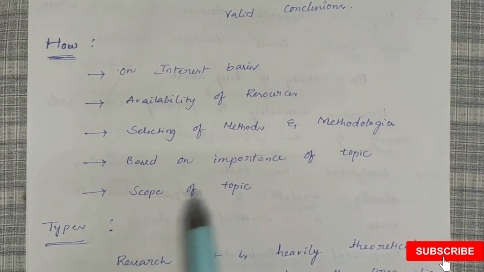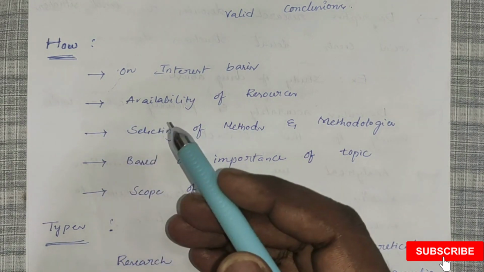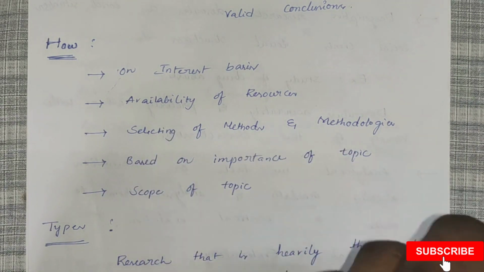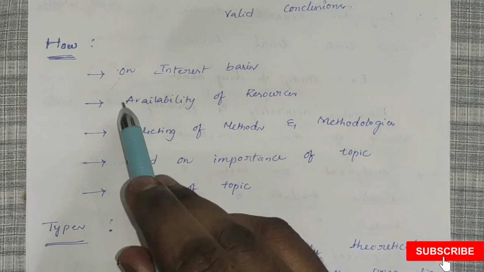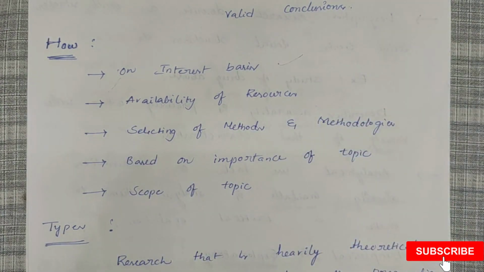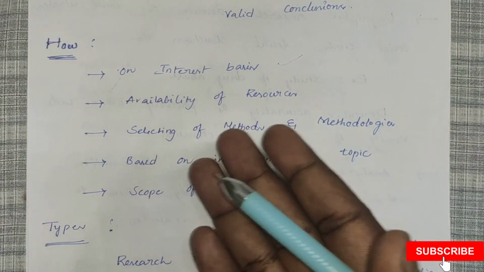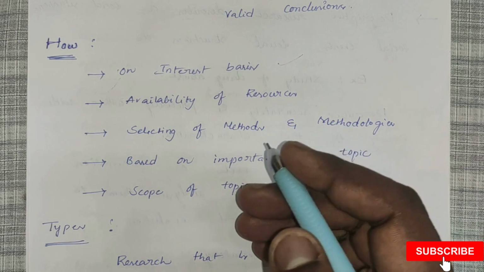Let's see next how the research will be going on. How do we choose the research topic? How do we move to research something? On an interest basis generally, right? On an interest basis. Some have interest in scientific projects, some have interest in social projects, right?